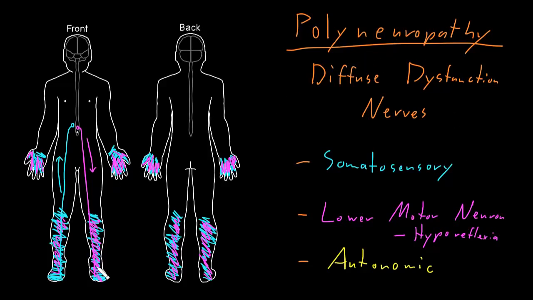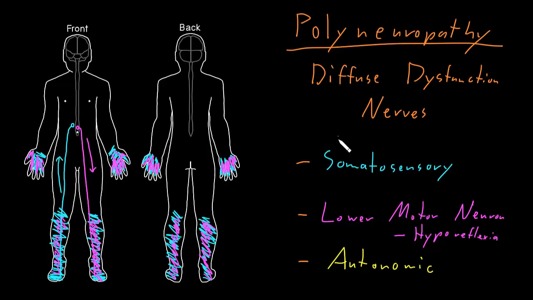Now, this pattern of symmetric distal somatosensory and lower motor neuron abnormalities, when it involves both feet and both hands, people have called this the stockings and gloves pattern of polyneuropathy. And it's pretty distinctive for polyneuropathy. You can just imagine a person's wearing long stockings and shorter gloves, and that's where all their neurological abnormalities are.